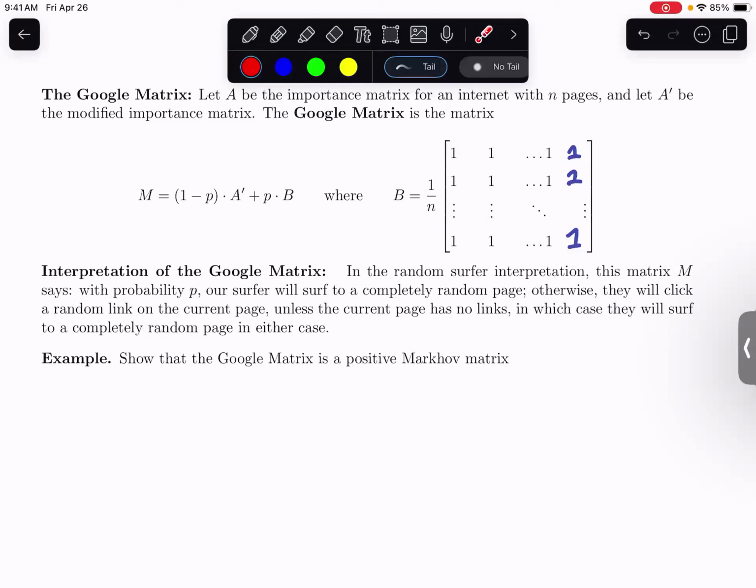So the idea is with a probability P, the surfer will surf to a completely random page. So what this means is there's a probability P that the surfer will choose a completely random page, that's this guy right here. Like this matrix B, you should be thinking of this as completely random, right? It's just 1 over n, 1 over n, 1 over n. There isn't any favorability going from one page to another web page.